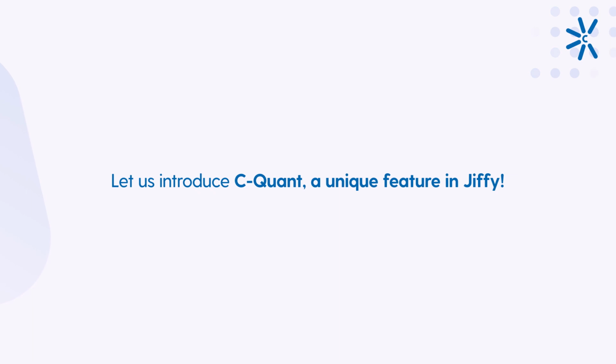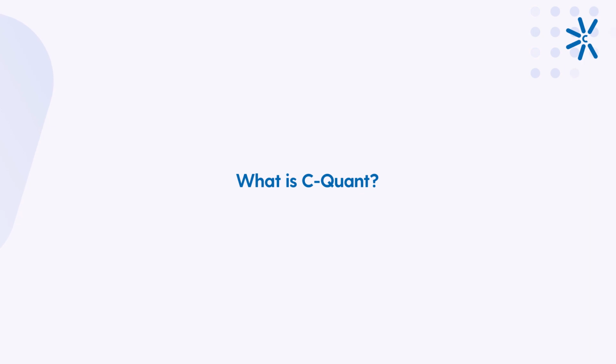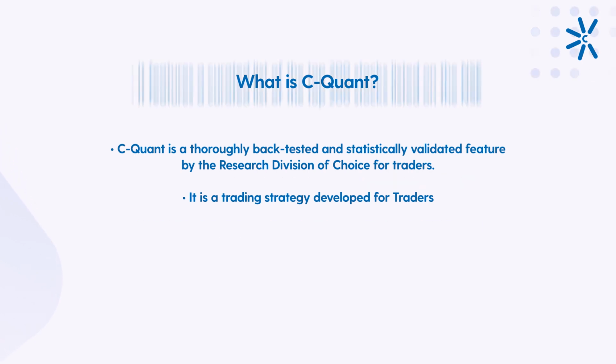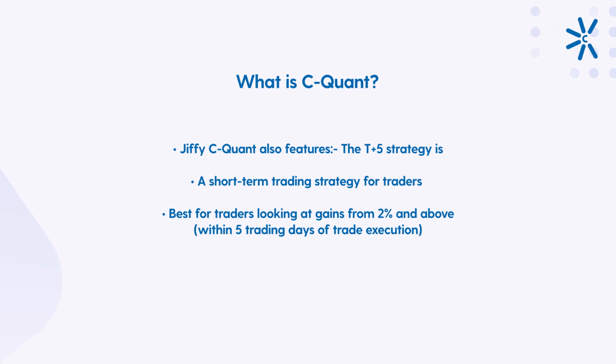In this video, we will talk about the unique feature of C-Quant in Jiffy. What is C-Quant? C-Quant is a unique trading strategy thoroughly backtested and statistically validated by the research division to facilitate trading. It features a curated list of the top 200 stocks listed on the NSE ranked by market capitalization and average daily traded volume. Jiffy C-Quant features the T+5 strategy, which is a short-term trading strategy for traders looking at gains from 2% and above within 5 trading days of trade execution.